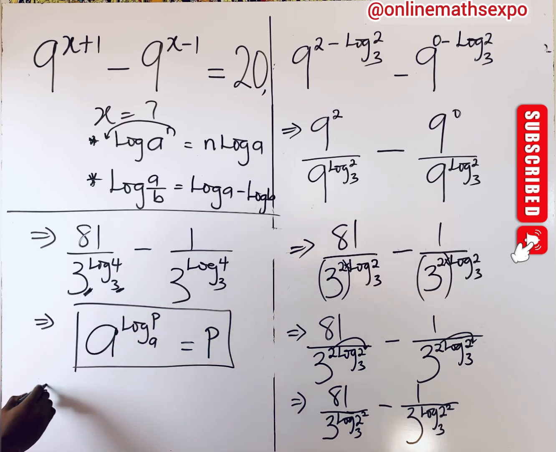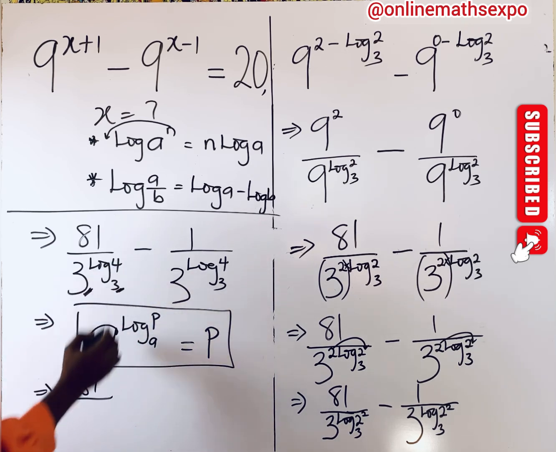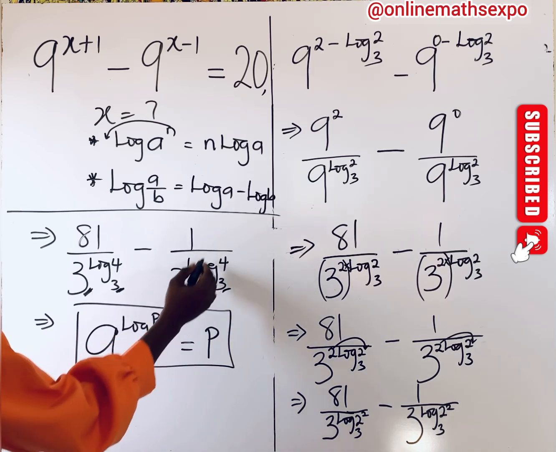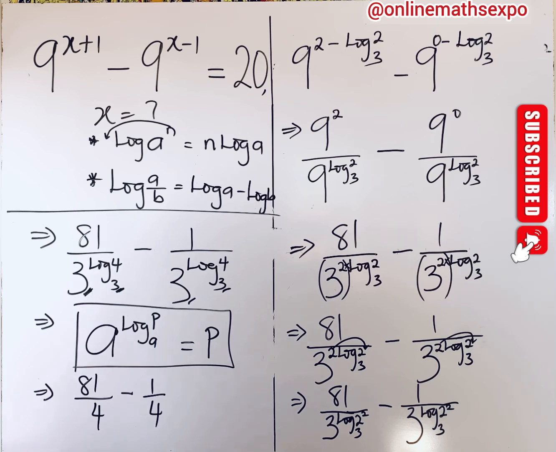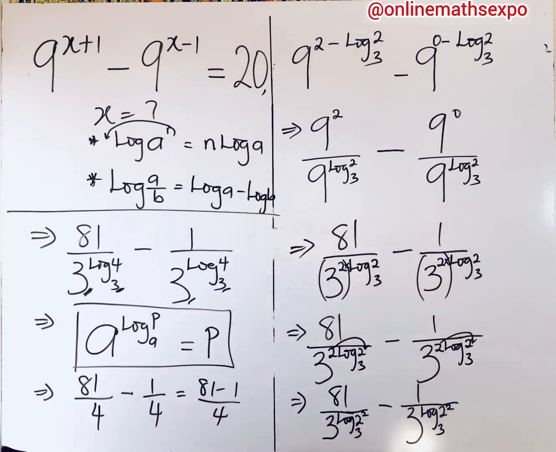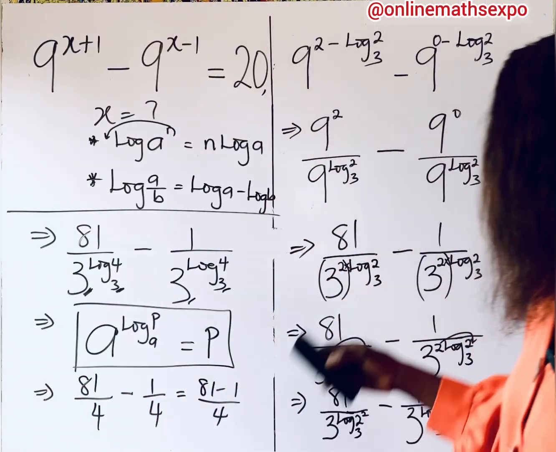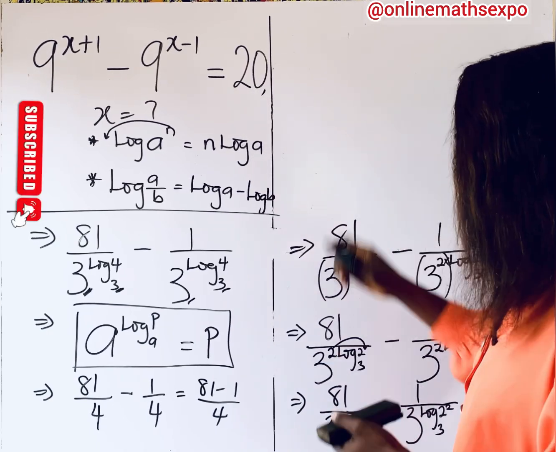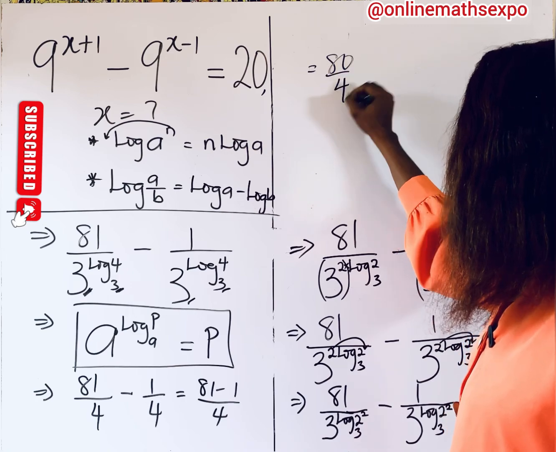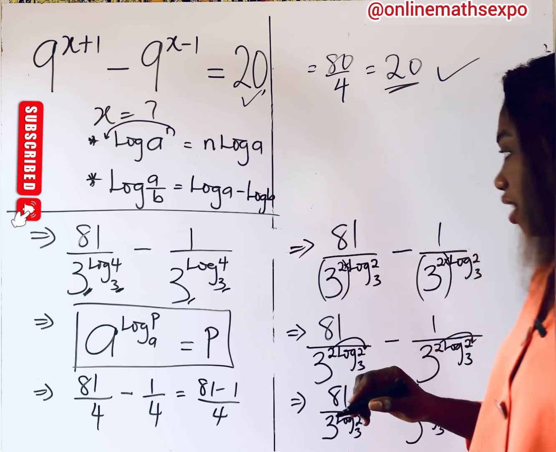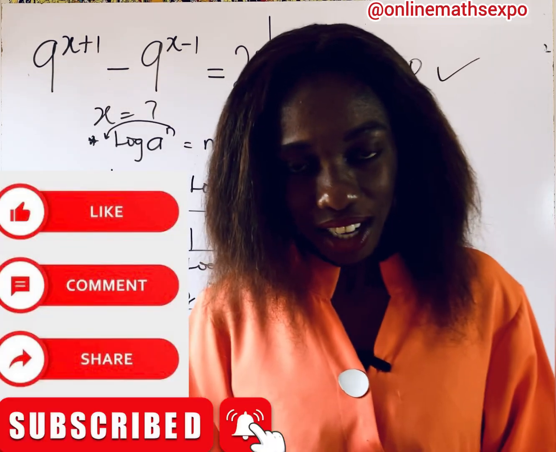So we're going to apply it to now have 81 over 4 minus, do the same here. You see this and this are the same. So we are going to have it as 1 over 4. The denominators are the same. Just subtract the numerators. Okay. So when you subtract 1 from 81, it gives you 80. And in conclusion, we now see that 80 divided by 4 will simply give us 20 as an answer, which is what we have at the right hand side. And it shows we are correct.